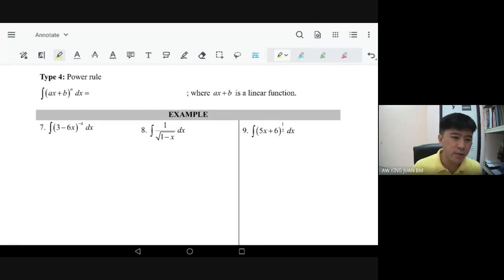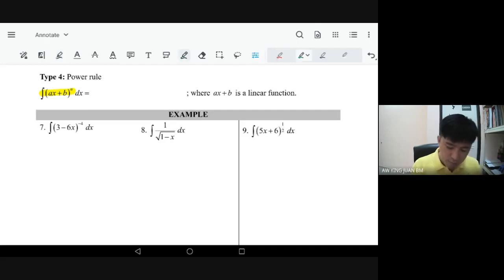Okay, rules yang seterusnya. Nama dia power rule. Tapi saya tak panggil dia power rule lah ya. Saya lebih suka kalau kita ingat bentuk dia. Bentuk dia. Yang ini saya nama dia nama ketiga, iaitu ax plus b to the power of n.